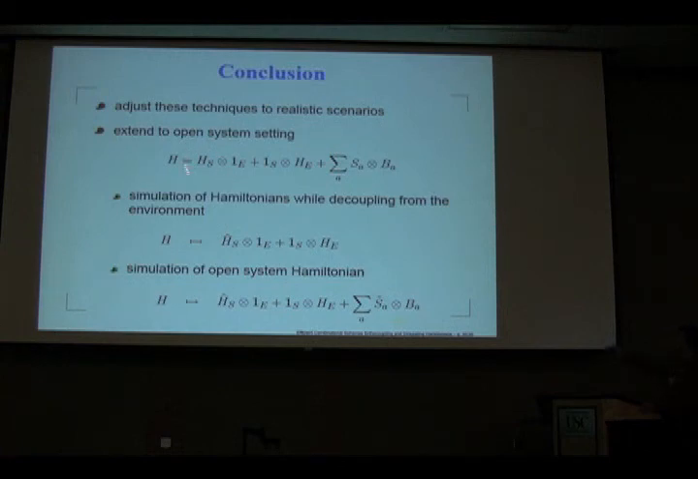Here I have only assumed that we have a closed quantum system, without coupling to the environment. By the way, the techniques that I presented, the annihilation scheme, can also be used to remove the coupling to the environment. Another interesting thing would be, can we simulate a desired Hamiltonian, for example implementing some interesting quantum gate, while at the same time decoupling from the environment? And another thing we could look at is simulation of open system Hamiltonians. Okay, so that's it.